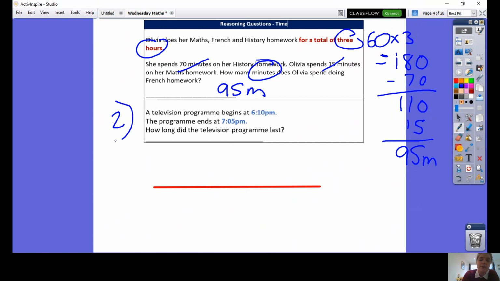Question 2, though, this is where we needed to use our number line. A television programme begins at 6:10 p.m. The programme ends at 7:05 p.m. How long did it last?